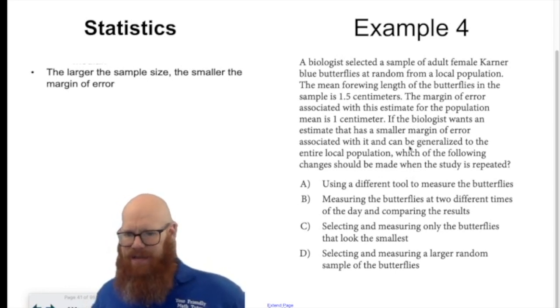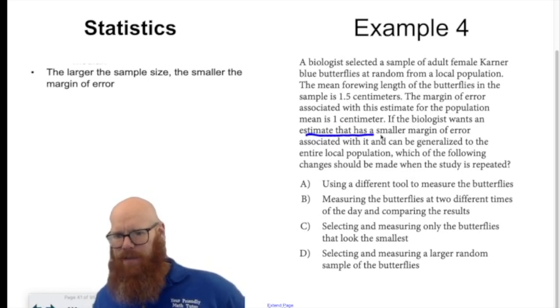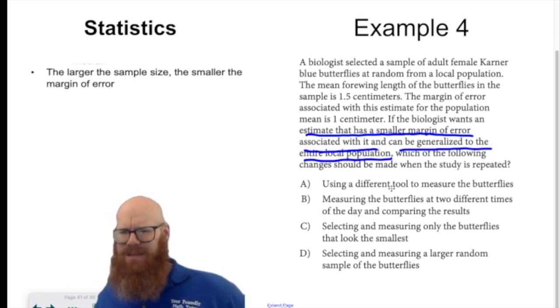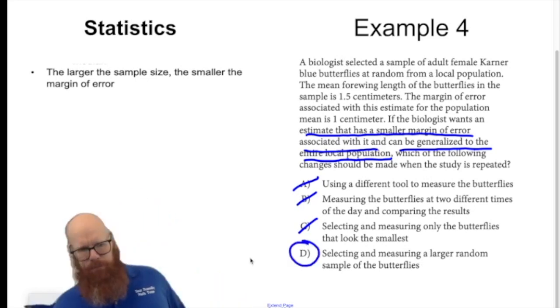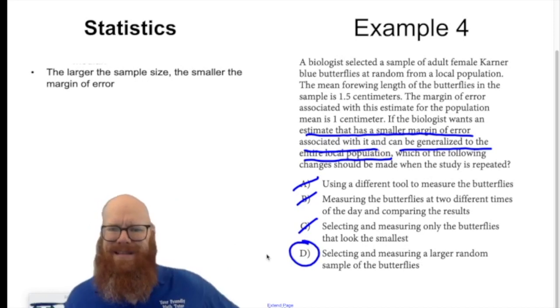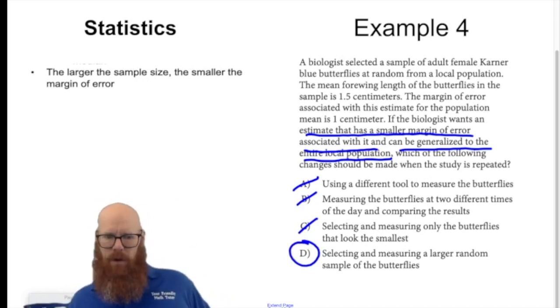So this one just says if the biologist wants an estimate that has a smaller margin of error associated with it, that can be generalized to the entire population. So if we just look at this using a different tool to measure butterflies, well, we wouldn't know that. We're not expected to know about tools that measure butterflies. Measuring butterflies at 2 different times of the day, I don't think that has much to do with it. Selecting and measuring only the butterflies that look the smallest, that doesn't really sound like a random sample. Selecting and measuring a larger random sample. So again, the larger the sample size, the smaller the margin of error. That is the key takeaway from this problem.